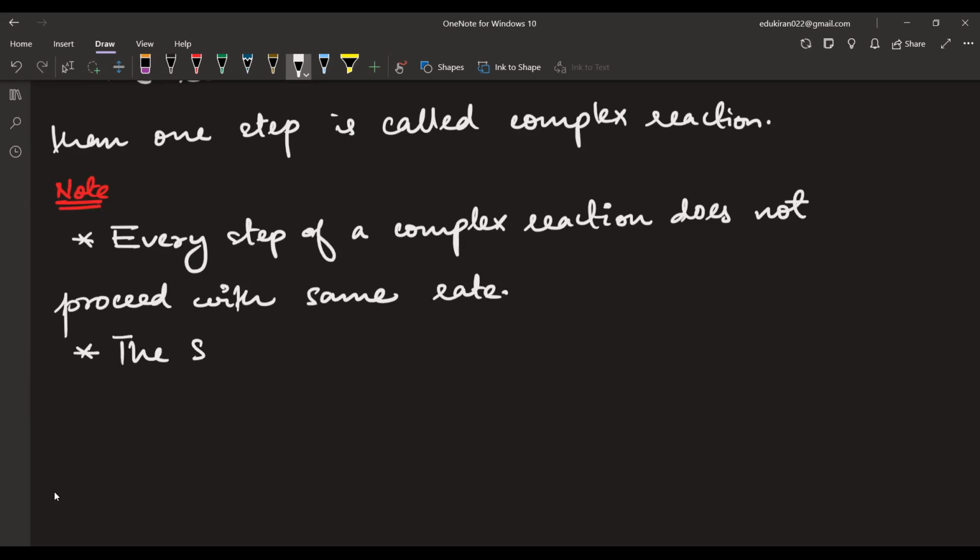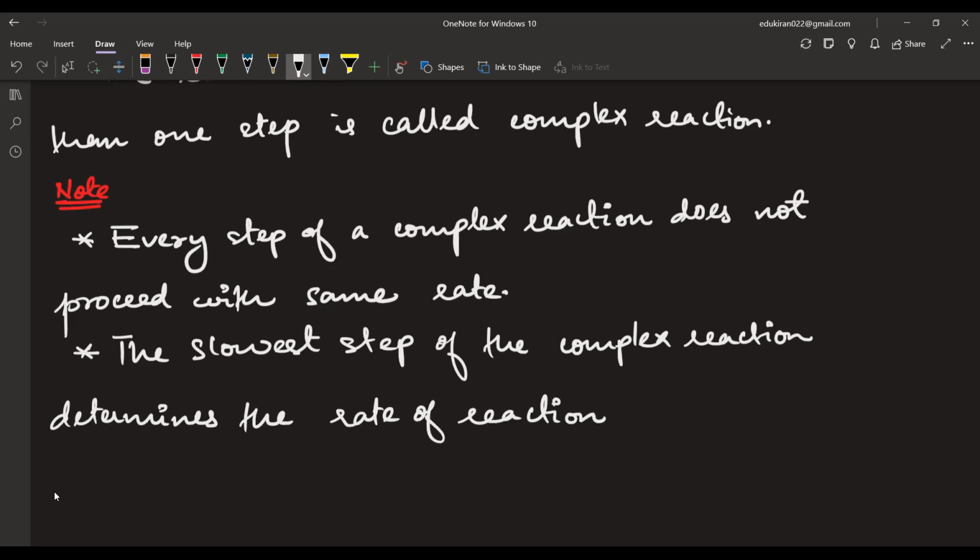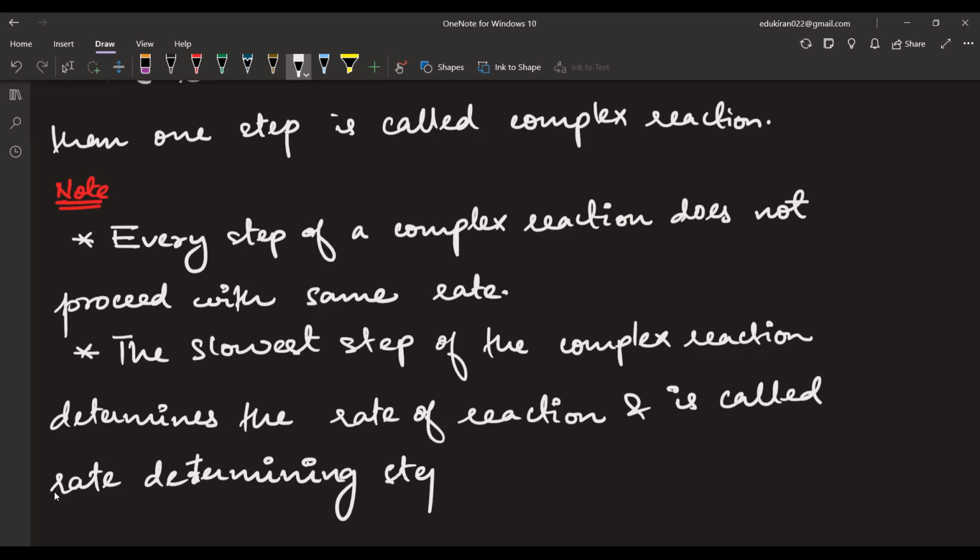The slowest step of the complex reaction determines the rate of reaction, and that step is called rate determining step, RDS.